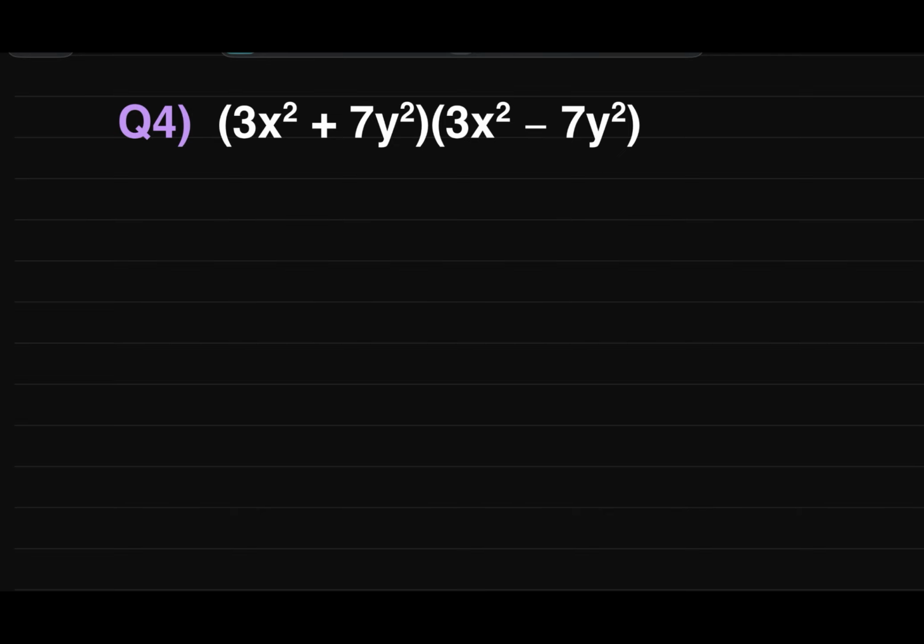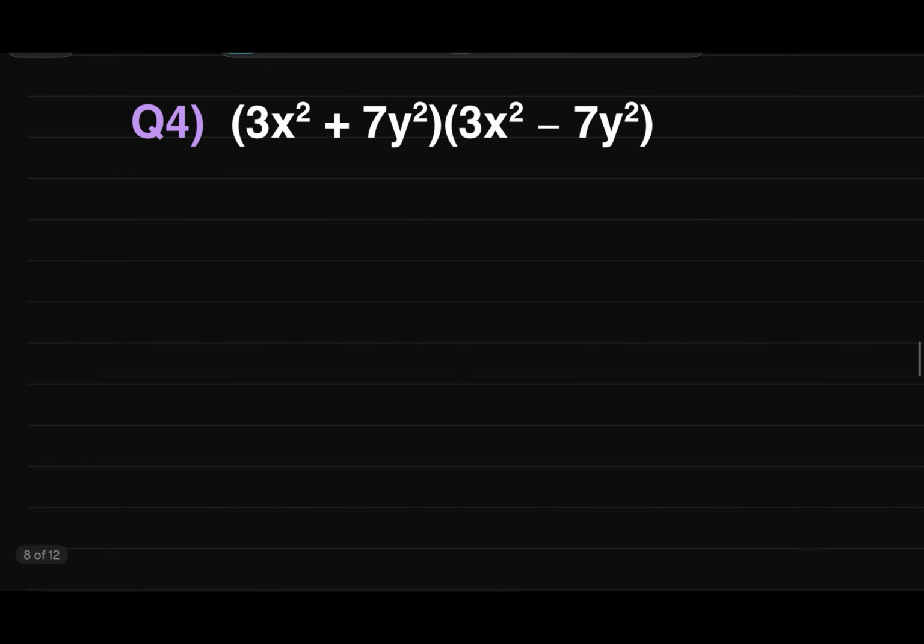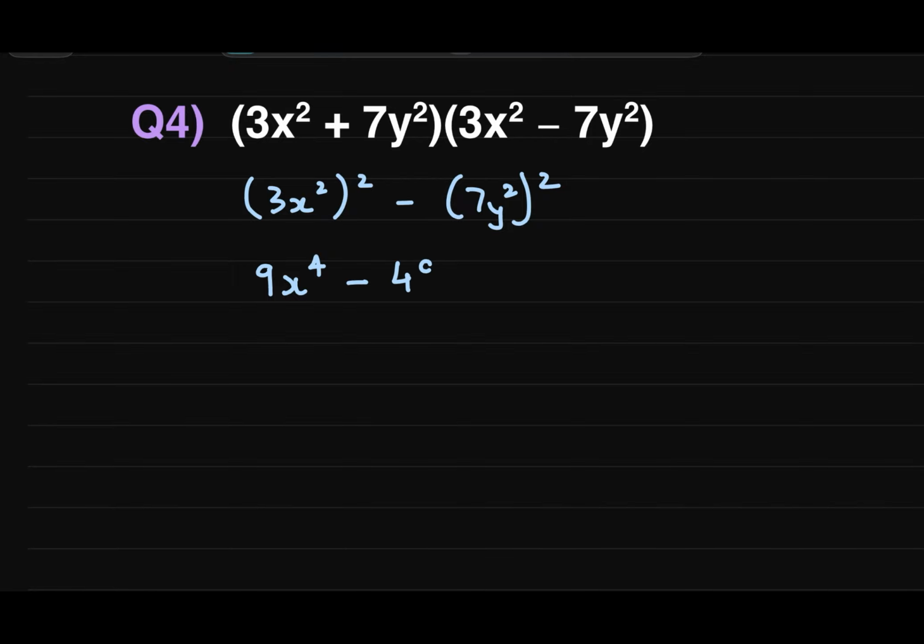Question number 4. Okay, all the criteria, yes. A and B is same. 1 plus and 1 minus. 3x square minus 7y square. I'm going to square A and B. 3 squared is 9x raised to the power 4 minus 7 7 is 49 y raised to the power 4. That is it. This is all that you have to do.